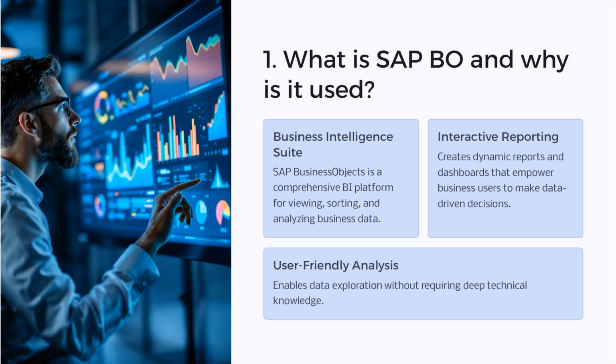Question number 1. What is SAP BO and why is it used? Answer. Sure. SAP BO, or Business Objects, is a suite of front-end applications that allow users to view, sort, and analyze business intelligence data. I've used it mainly for creating interactive reports and dashboards, empowering business users to make data-driven decisions without deep technical knowledge.